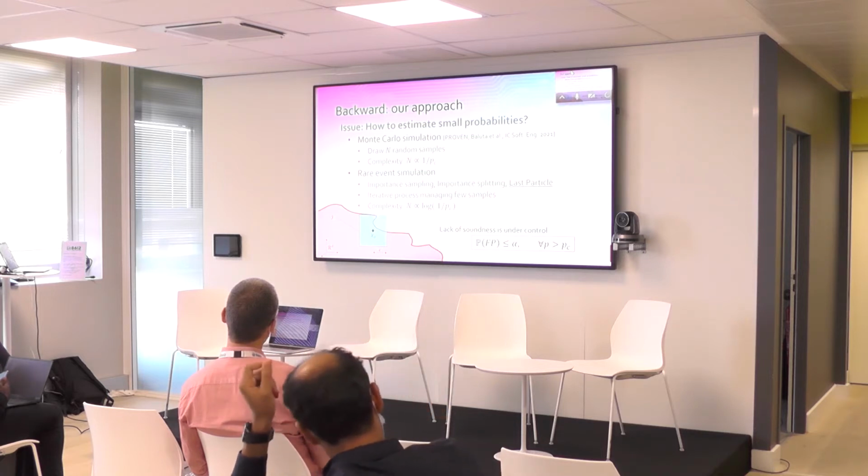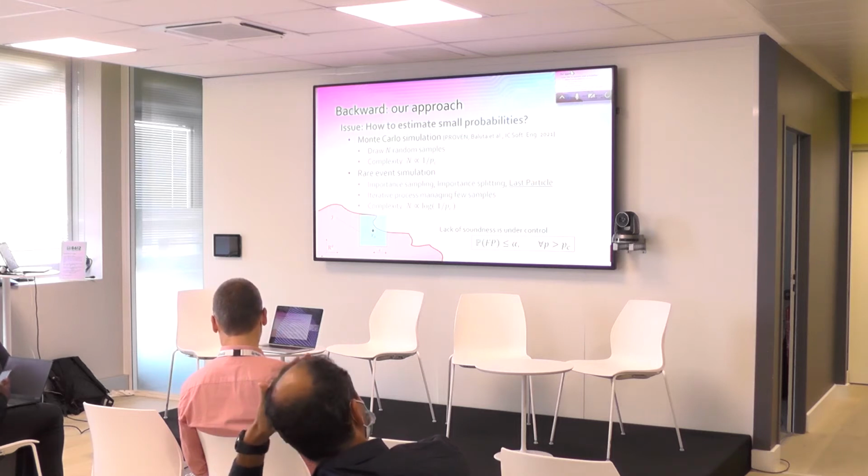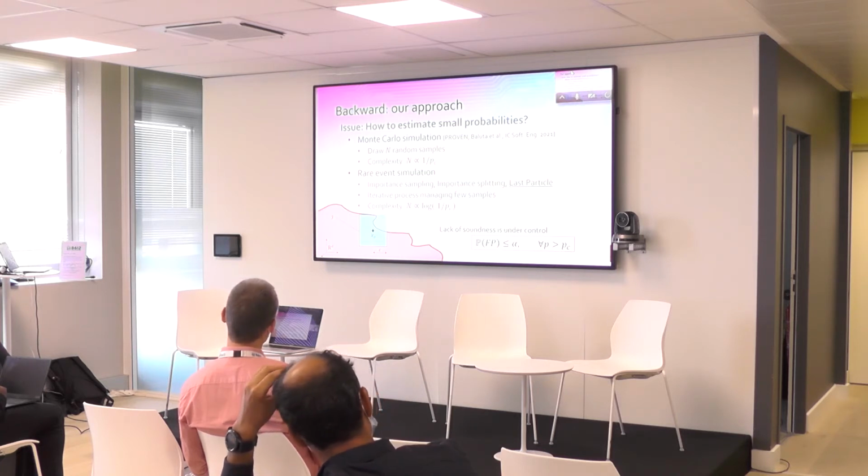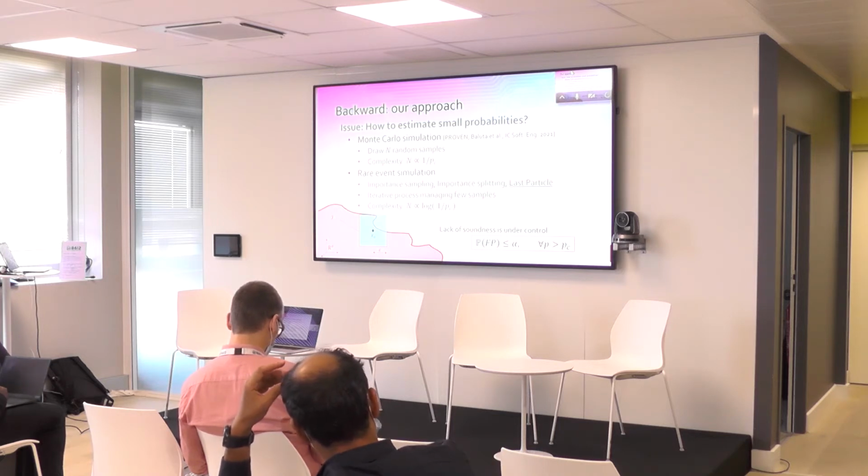And indeed, there are tools which are much more featured than that. They belong to the rare event simulation domain in statistics. Tools like importance sampling, importance splitting, or this particular algorithm that we use called last particle. This algorithm is an iterative process managing very few samples, and iteratively they will try to craft samples that violate the properties. And basically, the complexity can be measured as the number of calls to the neural network, and this number of calls is proportional to the log of 1 over PC. So there's a log here, contrary to the Monte Carlo simulation, and this is really the game changer.